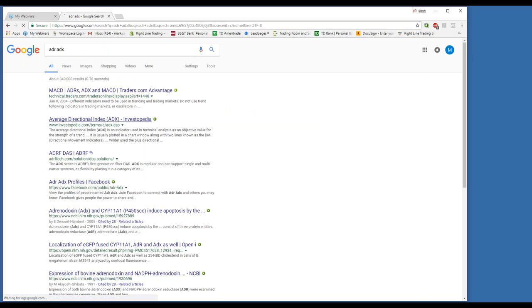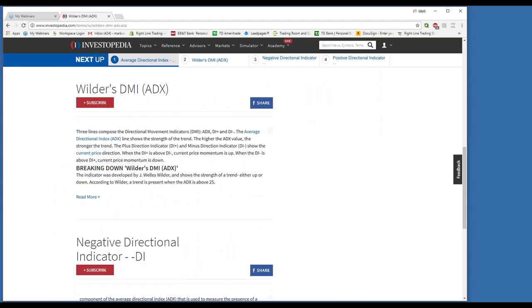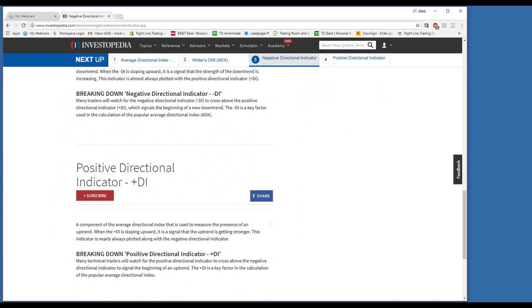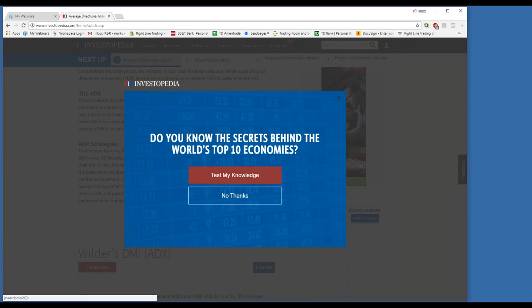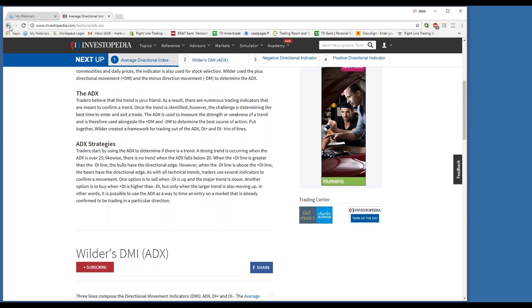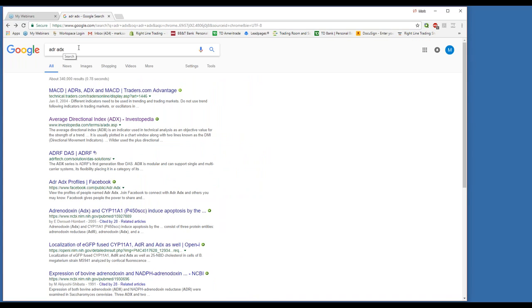Average directional index is ADX. The average is an indicator used as an objective value for the strength of a trend. It is usually plotted in a chart. Here's the ADX. And let me find the ADR, because they're usually used together. So it's the average directional index.